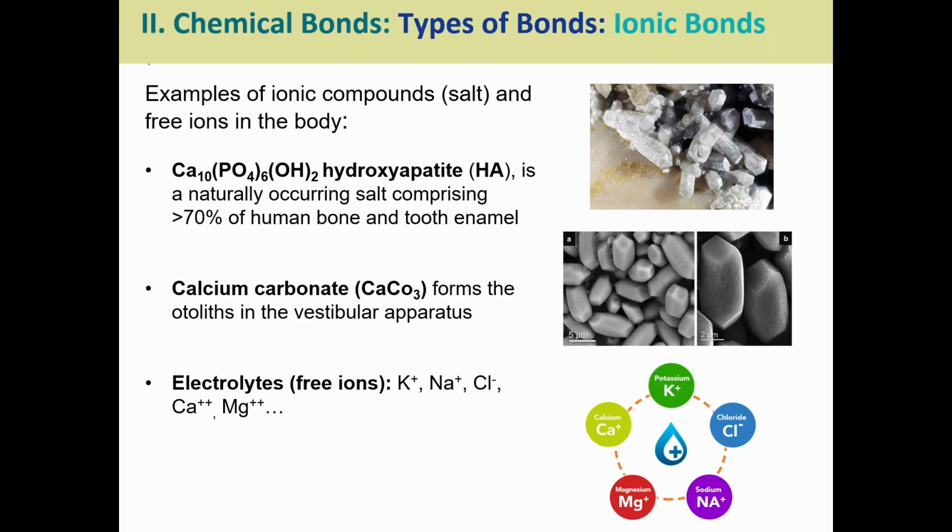So what are some examples of ionic compounds? We have hydroxyapatite. This is something we find in bone and tooth enamel. You will not have to memorize that, like the Ca10, PO4, 6OH2, any of that. But hydroxyapatite, yes. Again, this is something that is naturally found in your bone, naturally found in your tooth enamel.